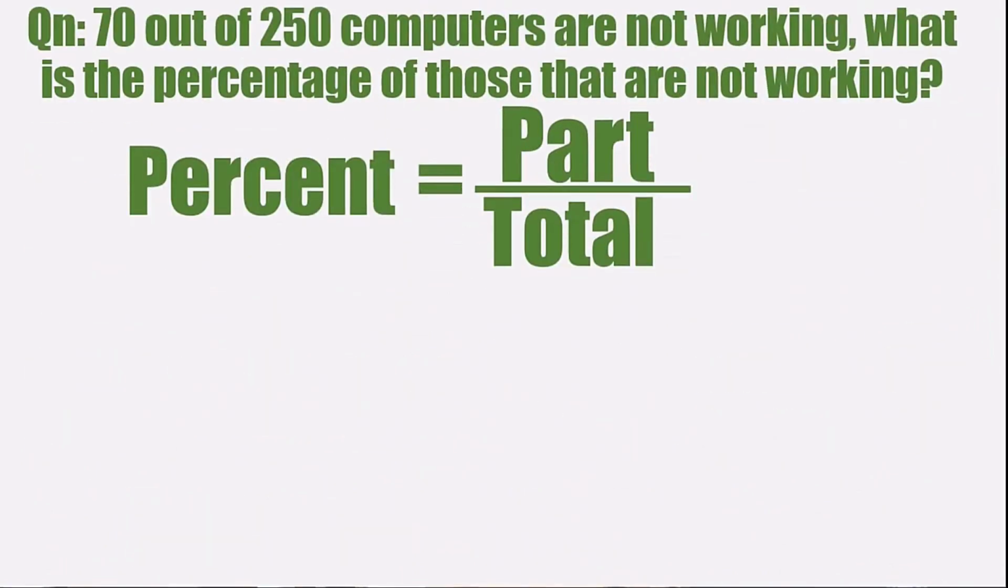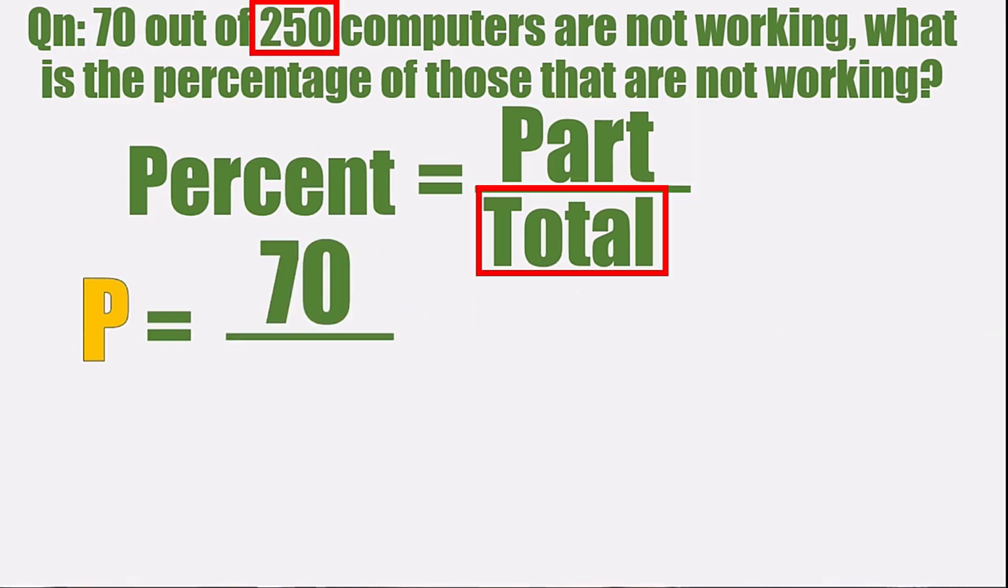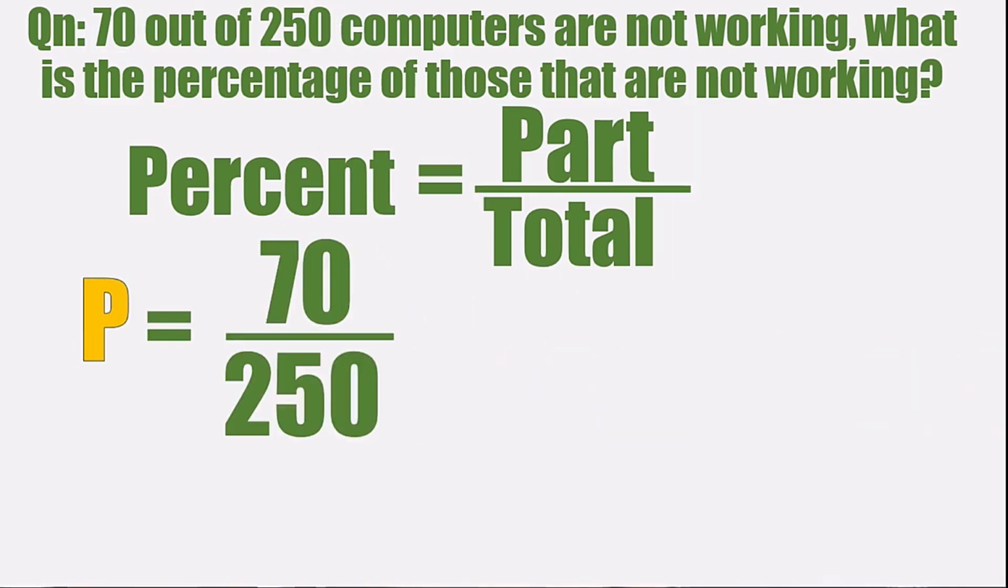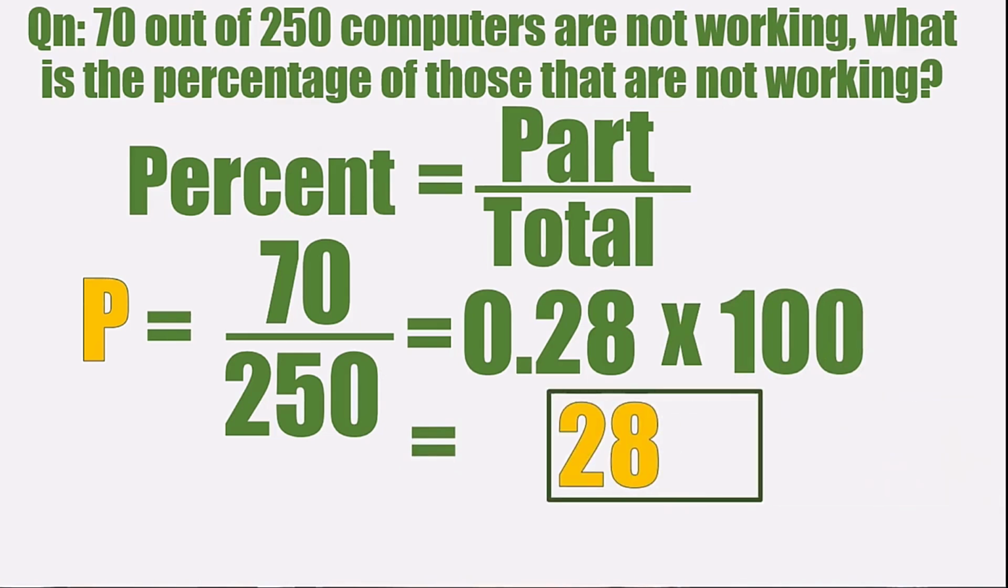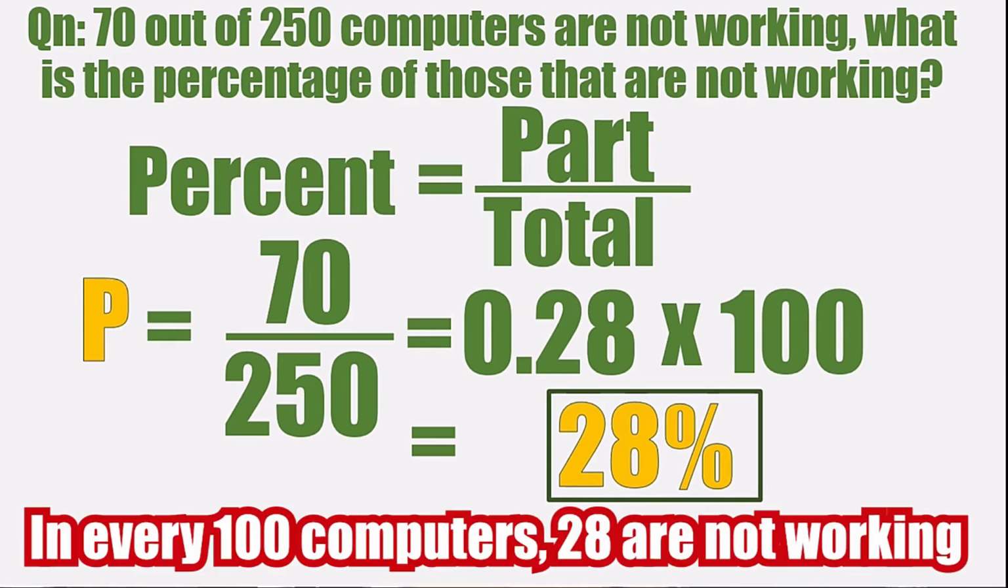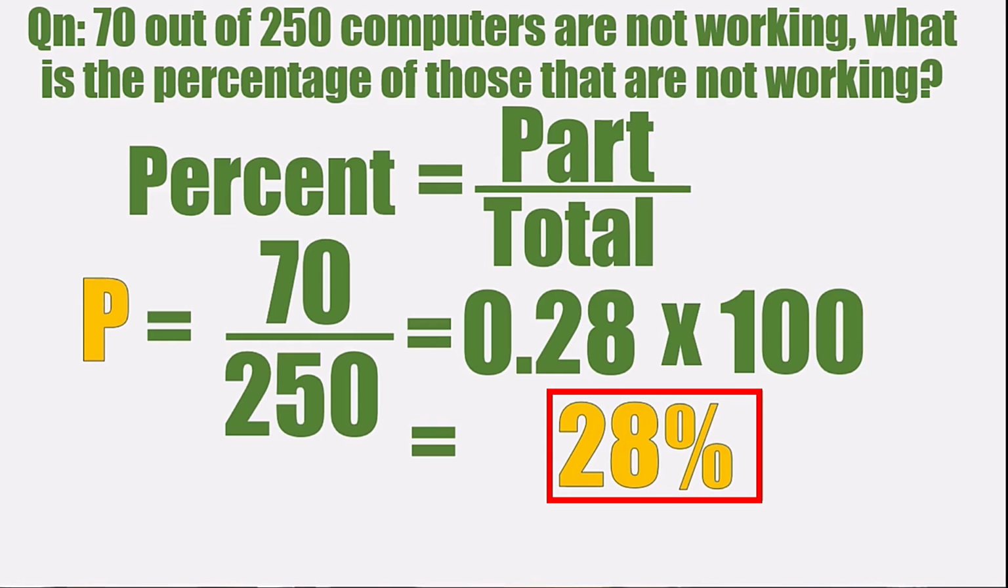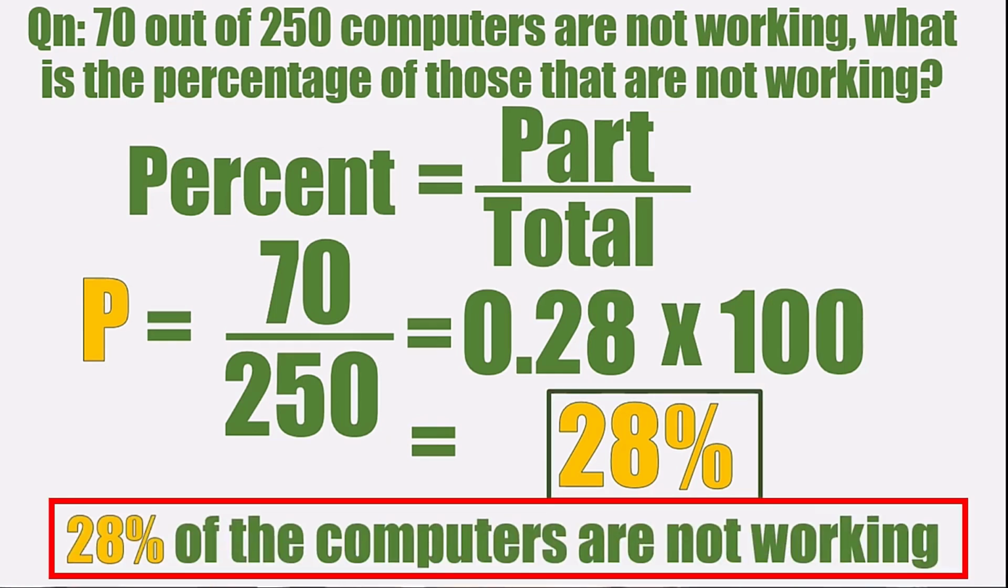You can as well first turn that into the decimal, then multiply it by 100 and change it back to percent. So you can do P is equal to part, which is 70, divided by the total, which is 250. And when you immediately divide this, you get 0.28. Now this 0.28, to change it to percent, you need to multiply it by 100. And when you do that, you get 28. Now to show that it's a percent, you need to add there the percent symbol. In every 100 computers, 28 are not working. That's what that 28 means. Or you can say 28% of the computers are not working.